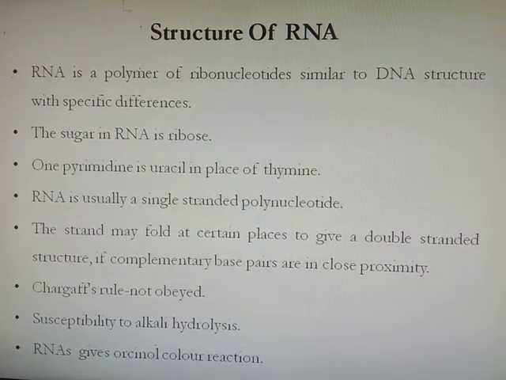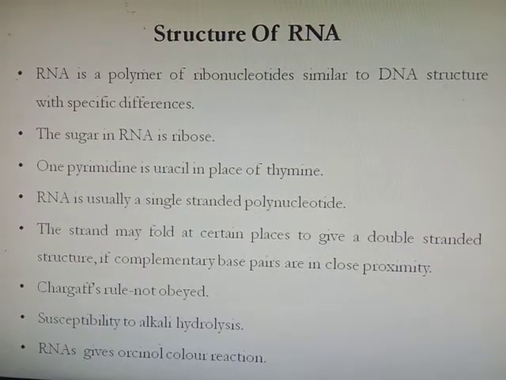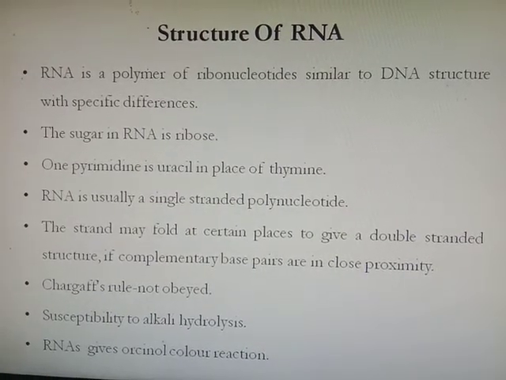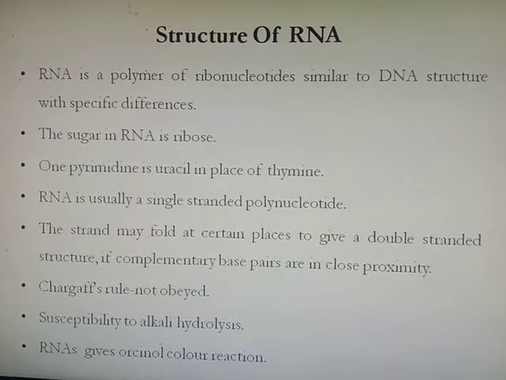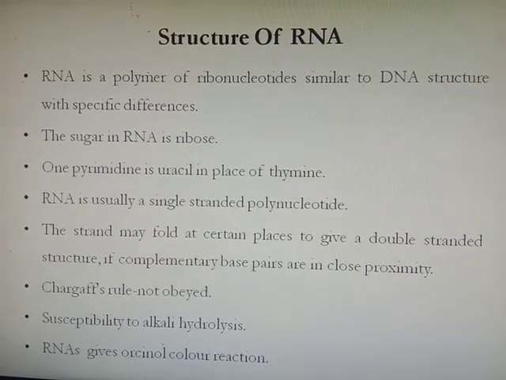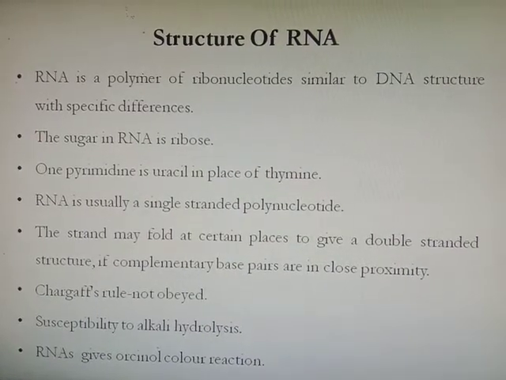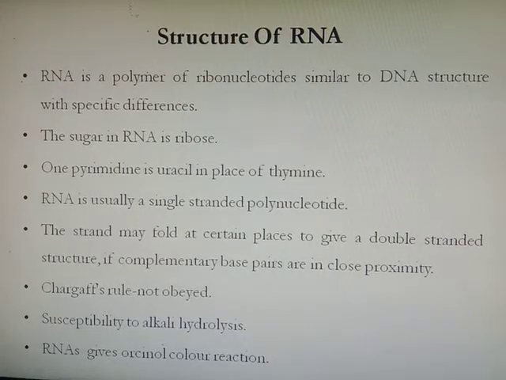So RNA is also a polymer of ribonucleotides, similar to DNA structure with some specific differences. The first difference is that the sugar in RNA is ribose, whereas the sugar in DNA is deoxyribose, where one oxygen is less at the second carbon. Then, one pyrimidine is uracil in RNA in place of thymine, which is present in DNA.